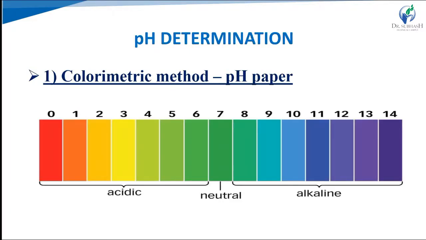Okay, like that the colors are there. So if acidic, there is a particular color; for neutral, green; and for alkaline, another color. Like that, these are the colors that we obtain when we dip the paper into our test sample.